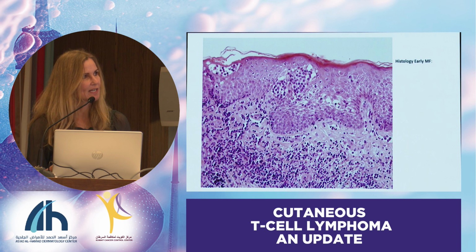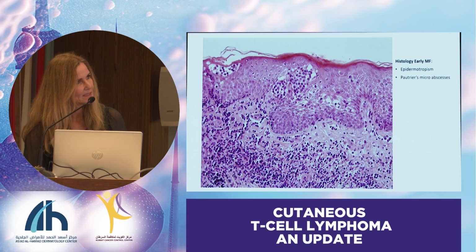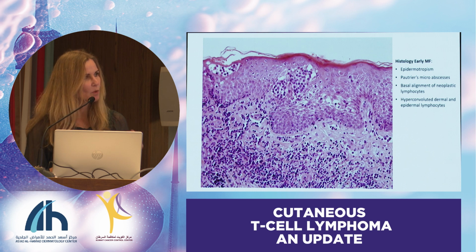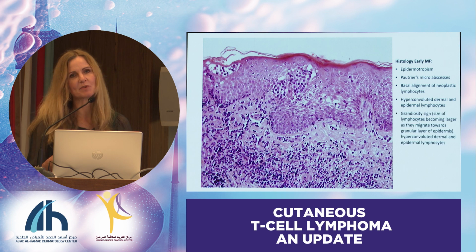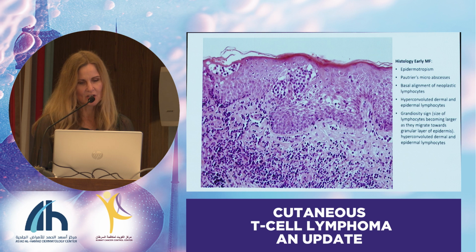So what is the histology of early MF? Well, you can get microabscesses forming here in the epidermis. You have these atypical cells lining up between the dermis and the epidermis, and this upper dermal infiltrate with atypical lymphocytes of various sizes, so epidermotropism, microabscesses, basal alignment of the neoplastic lymphocytes, and these lymphocytes, which don't look small and round like most lymphocytes, but have hyperconvoluted nuclei. And there can be some variation in size, and if you get a lot of large cells, more than 25%, then we call this large cell transformation.